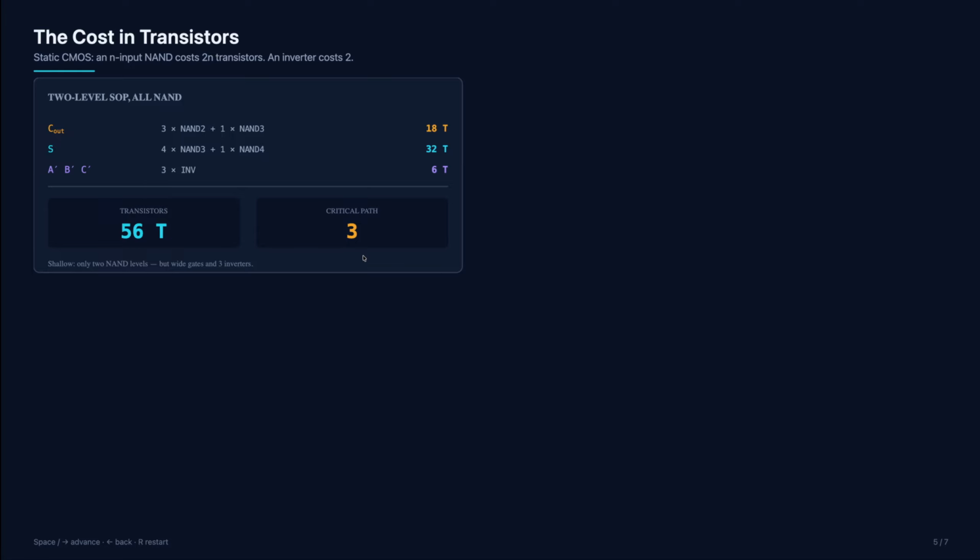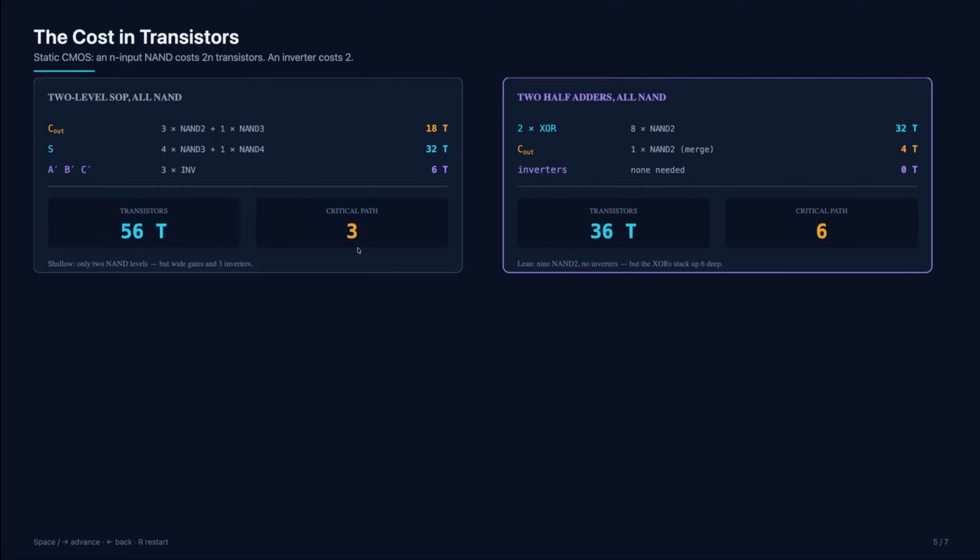And it turns out that if you look at the 2-level SOP, all-NAND, all right, the first one that we did with the Karnaugh maps, that takes 56 transistors, but the delay path through that circuit is only 3. All right, so with the 2 half adder configuration, we get significantly fewer transistors, 36 transistors, so less area on an integrated circuit, less power consumption, all those things would be good. But we're giving up a little bit of the speed because the critical path through that particular circuit is up to 6 transition times.